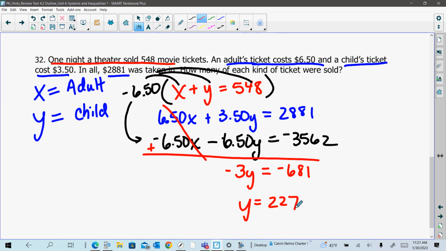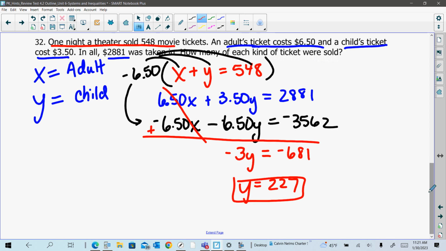All right. So if there's 227 children tickets, how do we figure out the number of adult tickets? Plug it back in. Subtract 227 from the 548.